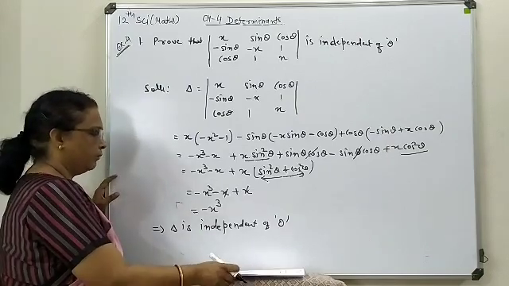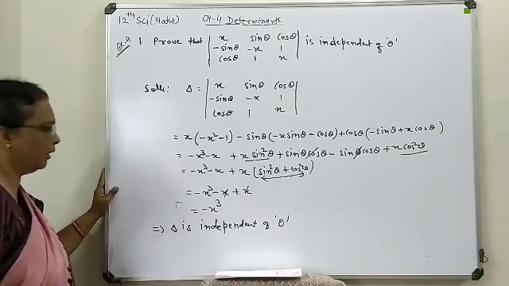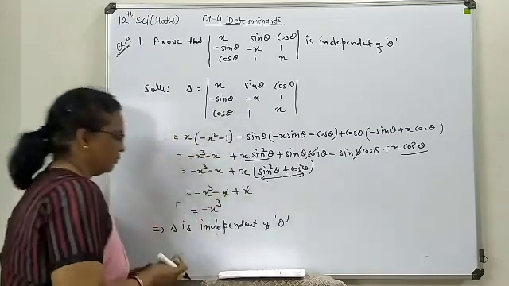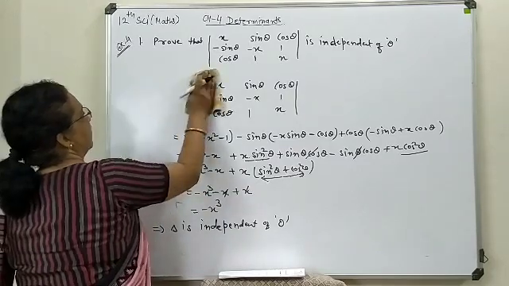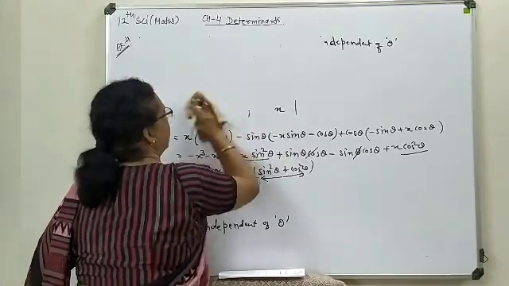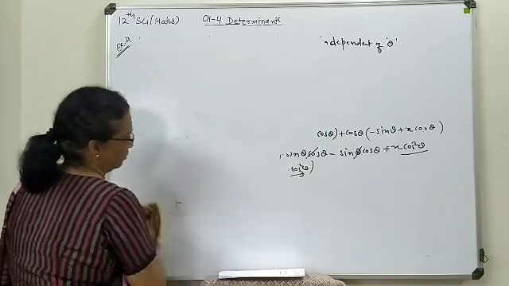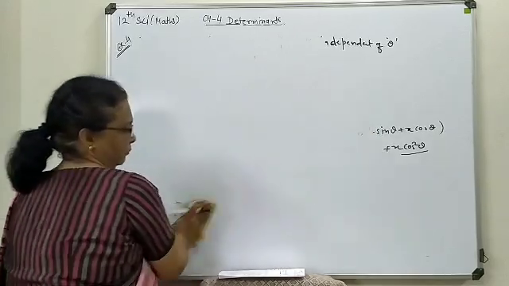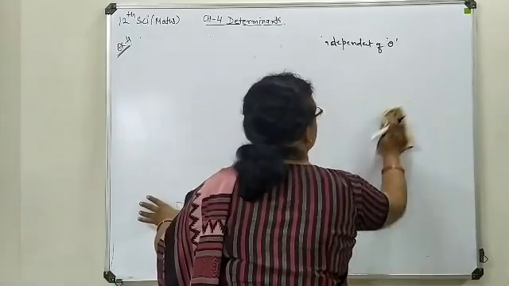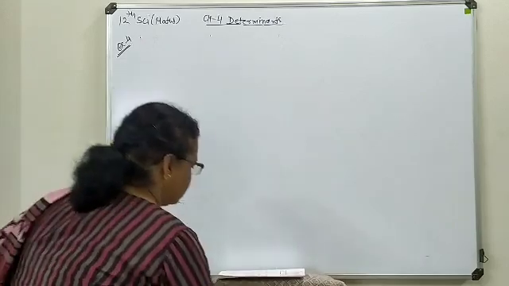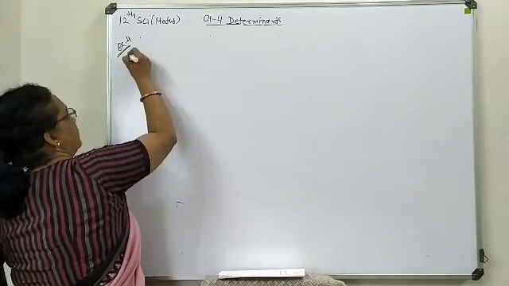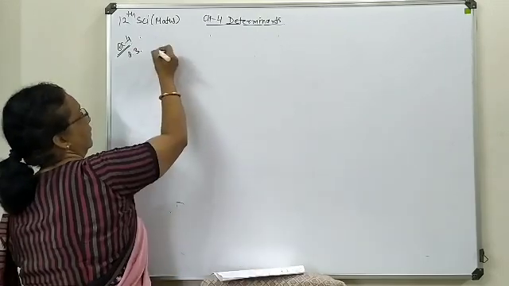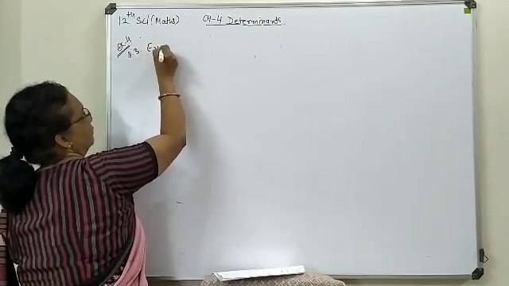Now we move to question number 3. Here the question is again given with trigonometrical terms. We require the evaluation of this determinant, in which the combinations are given and evaluation is required.